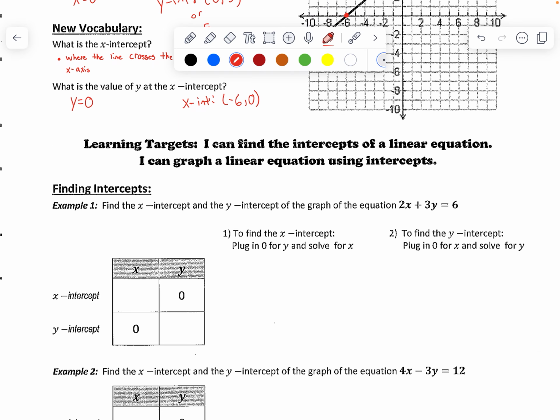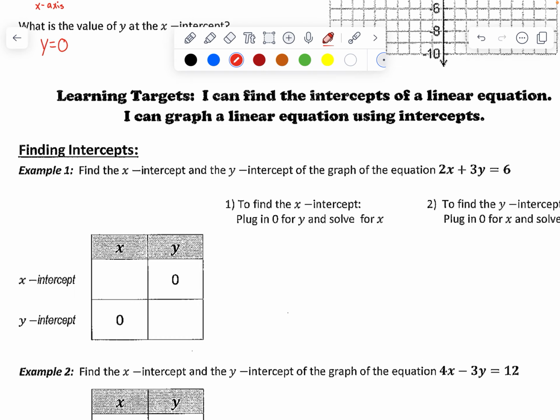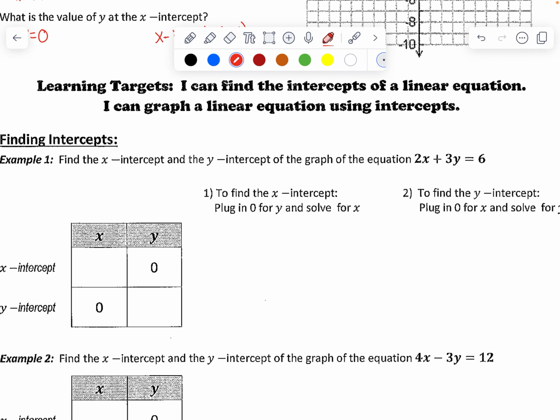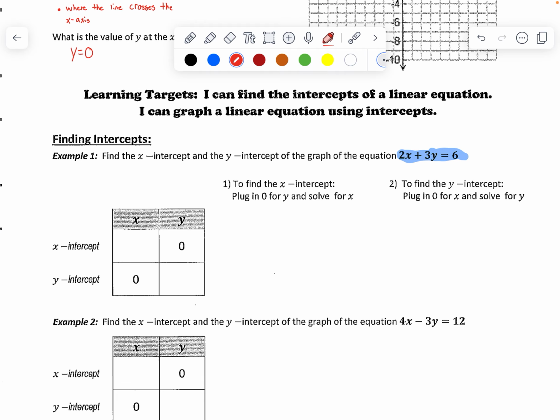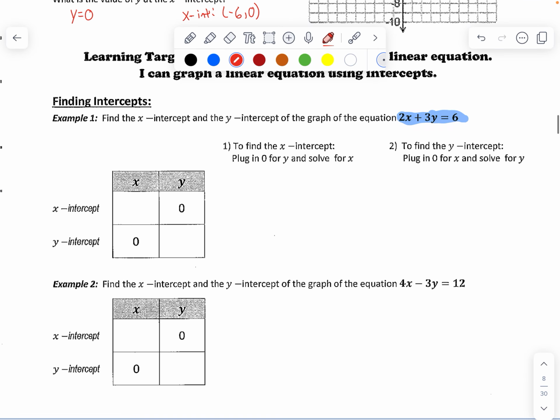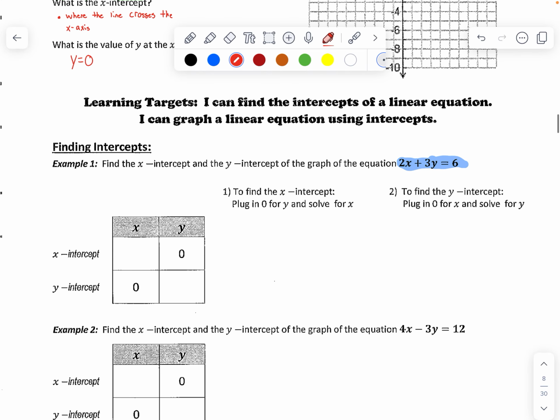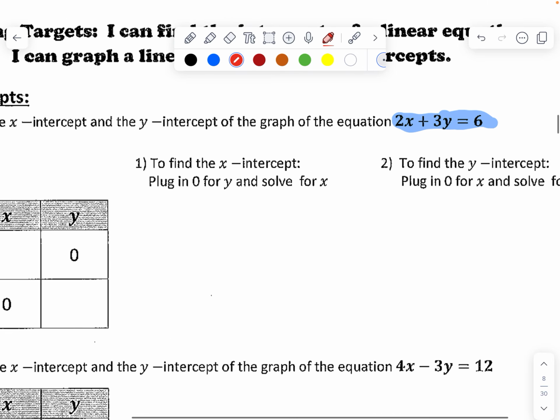So our learning targets are, I can find the intercepts of a linear equation, and I can graph a linear equation using the intercepts. So we have an equation over here. We have 2x plus 3y equals 6, and we are going to use the intercepts to graph this. Now, we're not actually going to graph it yet. We're just going to work on finding the intercepts, but we will work on graphing them here in a little bit.